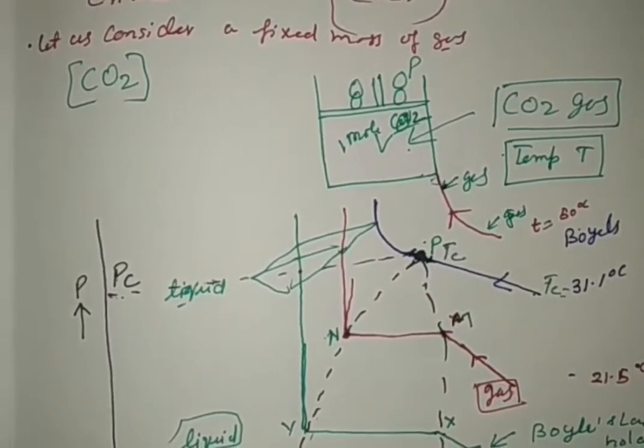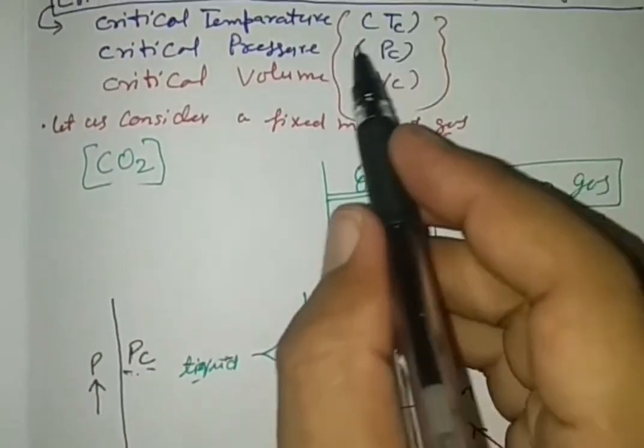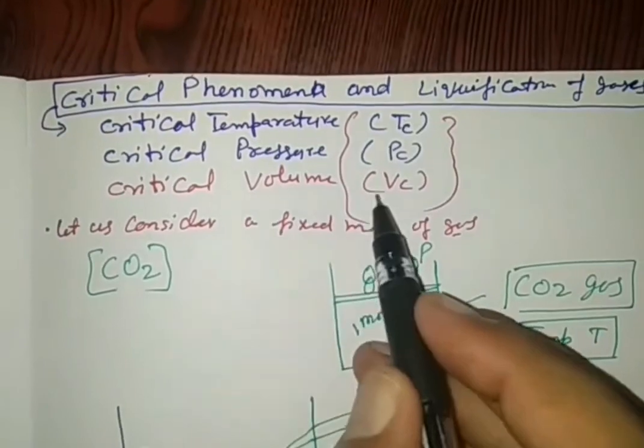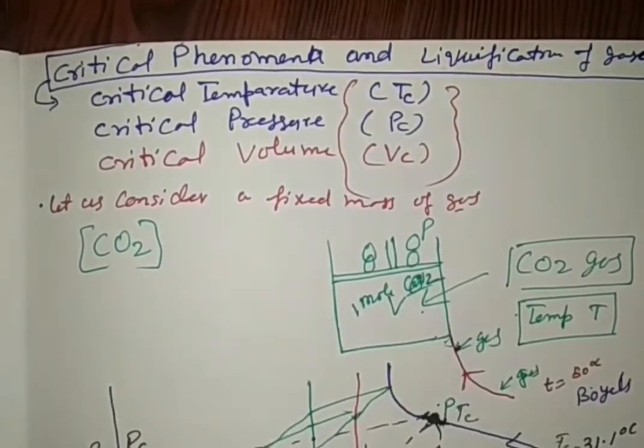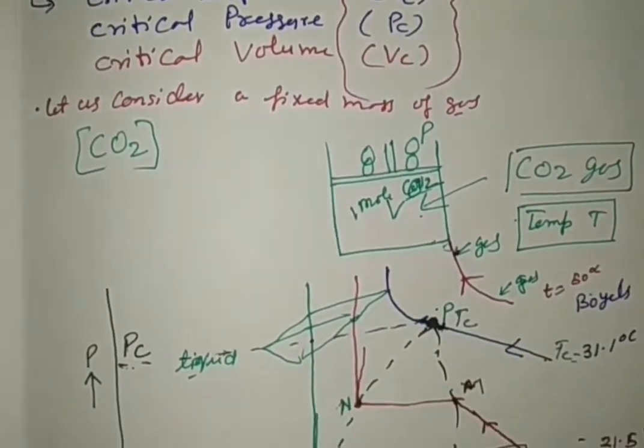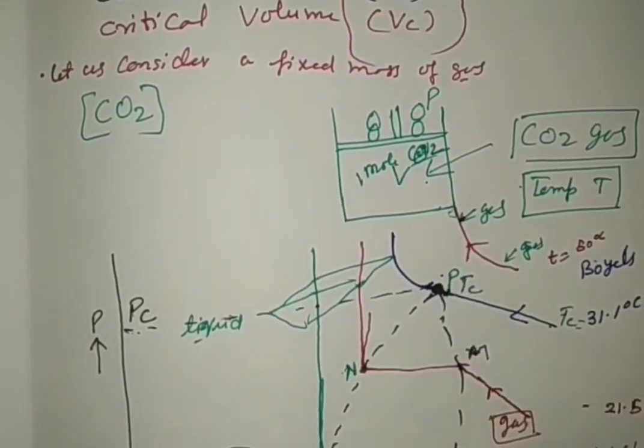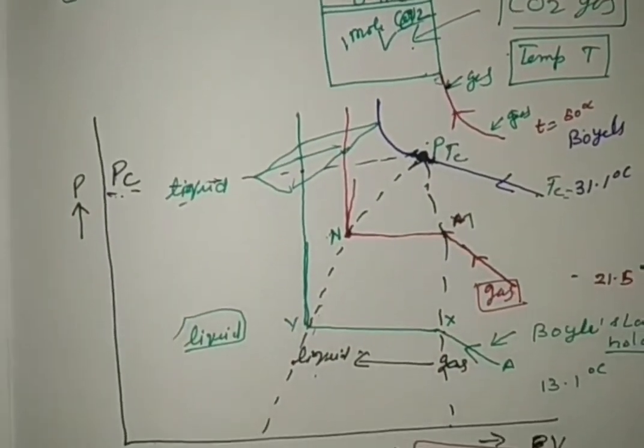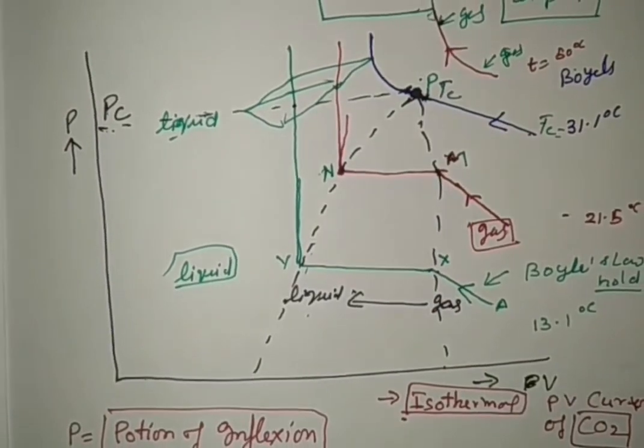So this is the definition for critical temperature Tc, critical pressure Pc, and critical volume Vc, and it is explained by the carbon dioxide graph. This point P is called the point of inflection. This is for today. Thank you and have a nice day.